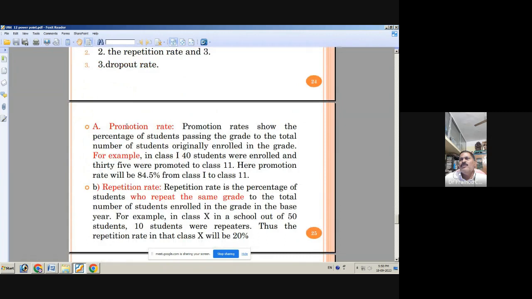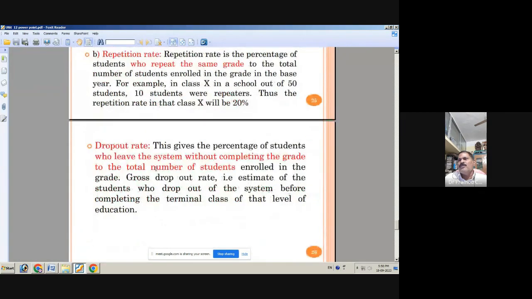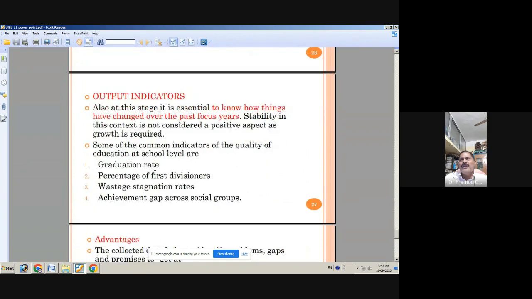Promotion rate means, suppose in class 1, 40 students are enrolled and 35 students are promoted to class 2, then automatically 5 students are dropouts. And repetition means the same grade, if a person remains more than 1 year. That is the repetition. Dropout rate, you will know that if anybody leaves the school forever, then automatically there is the possibility of stagnation. So we cannot get a better result.